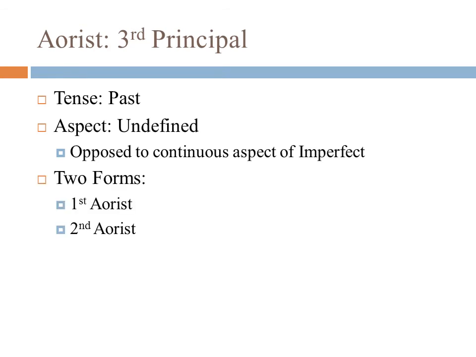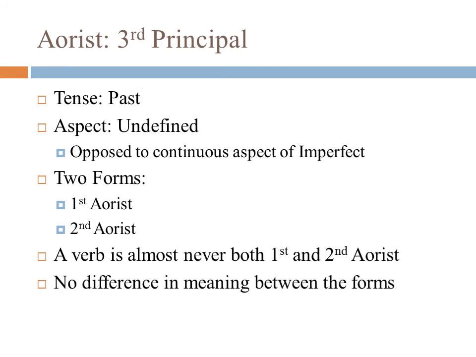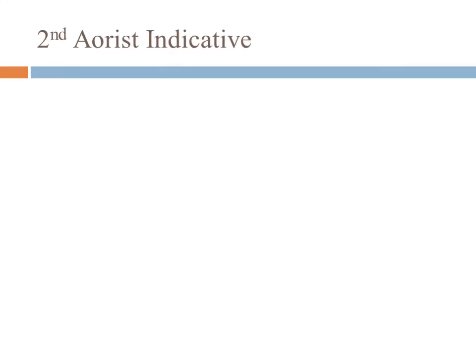The aorist has two forms. One's called first aorist and one's called second aorist. This has nothing to do with meaning. They're merely forms. And as you look at them, you'll see them. The important thing to know is a verb is not both first and second aorist. It's either first aorist or second aorist. But it is still aorist, and it still has undefined aspect. There is no difference between the meaning of the forms. So we're going to begin with second aorist indicative, and there's a very good reason for this.